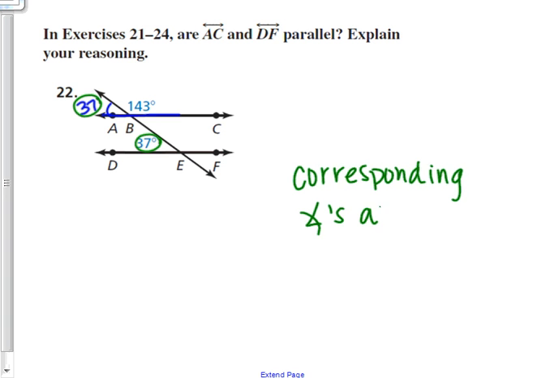I also used my linear pair postulate in the beginning.